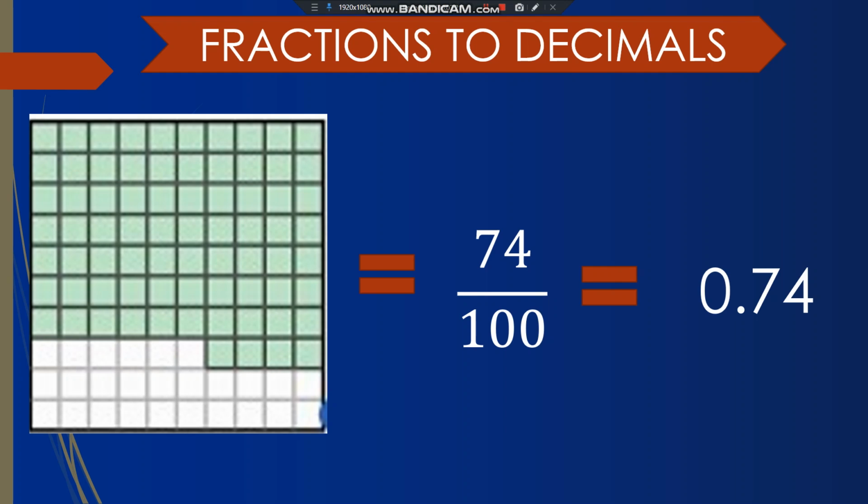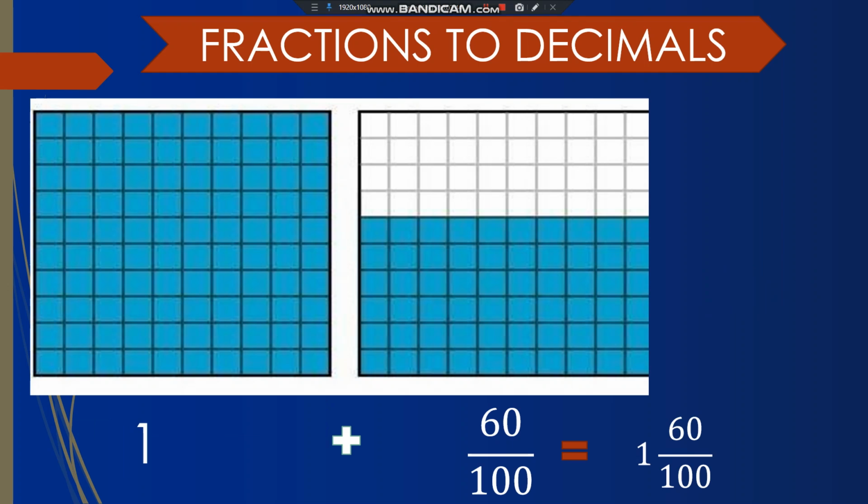This figure is divided in 100 parts, out of which 74 are shaded. Now, here children, we have two zeros in the denominator. So we need to have two numbers after the decimal point. Therefore, 74 upon 100 will become 0.74. Here we have one complete box and 60 out of 100 shaded, which is 1 60 by 100, and the decimal will be 1.60.